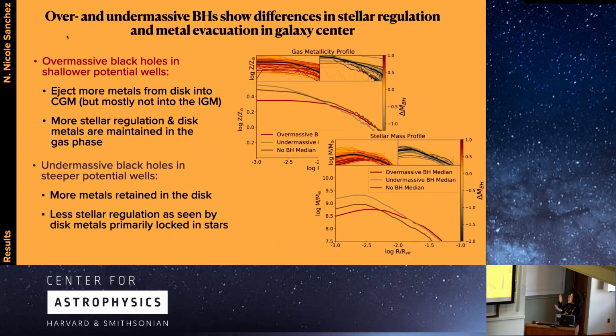And so we have these two evolutionary populations where galaxies with overmassive black holes living in shallower potential wells are more effective at evacuating metals from the disk into the CGM, but in our simulations, not far out into the IGM. And you have more stellar regulation where the disk metals are being maintained in the gas phase. And on the other side, you have the undermassive black holes living in galaxies with steeper potential wells. More metals are being maintained in the disk, and those metals are being locked in stars, and you see stellar regulation as a buildup of stars locks those metals in place.